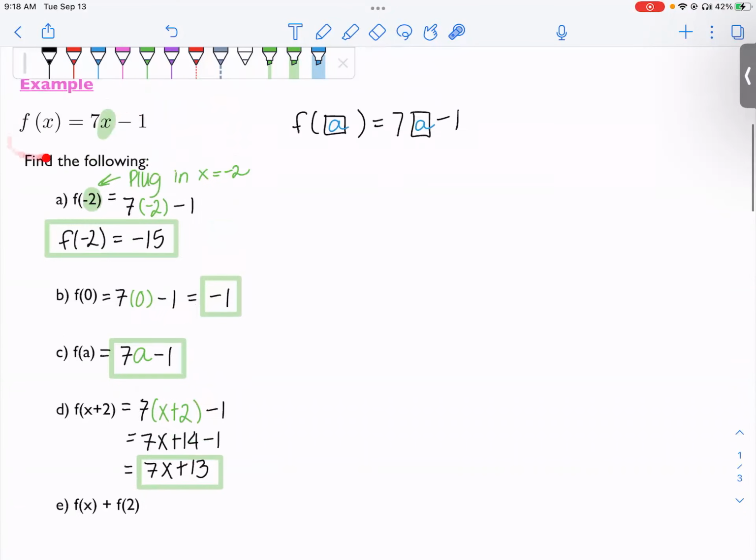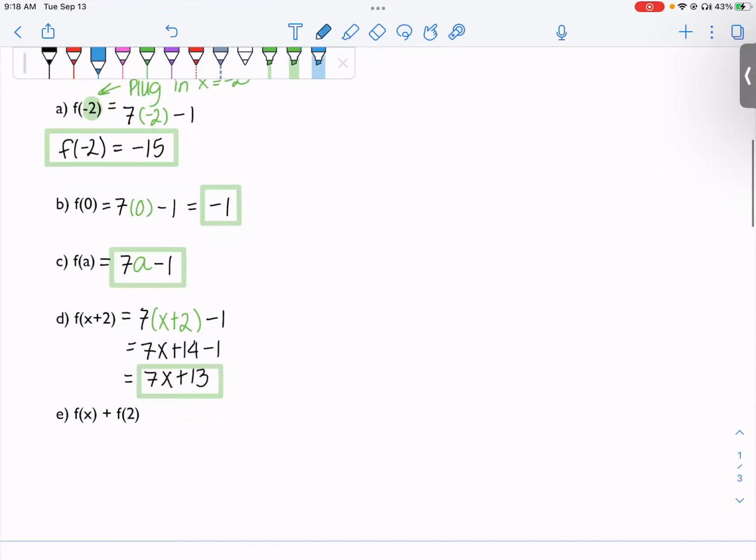So f of x we already have, right? It says right here, f of x is 7x minus 1. So this part right here, f of x is 7x minus 1. Let's just work on the f of 2 part. So f of 2 is putting in 2 for x, 7 times 2 minus 1. 14 minus 1 is 13. So f of 2 is 13.